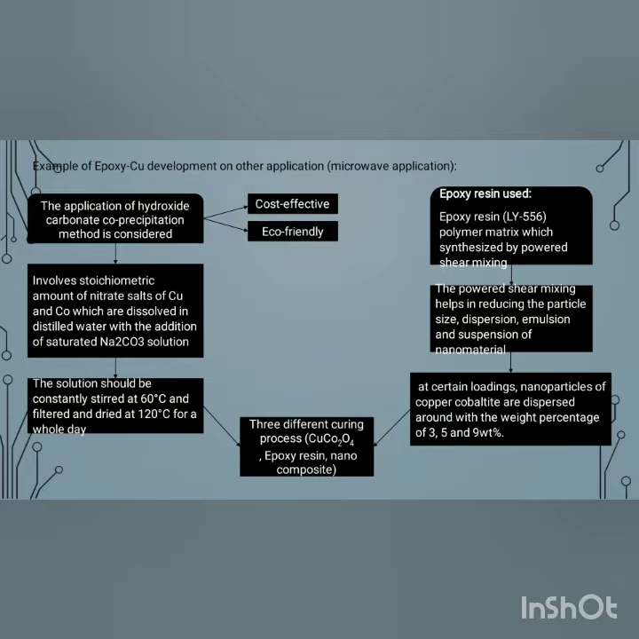For the epoxy resin, it is advisable to use LY556 polymer matrix, which is synthesized by powered shear mixing. The powered shear mixing helps in reducing the particle size, dispersion, emulsion, and expansion of nanomaterials in order to bring out the one-phase transfer for uniform distribution of nanomaterials. At certain loadings, nanoparticles of copper cobaltite are dispersed with weight percentages of 3, 5, and 9%.